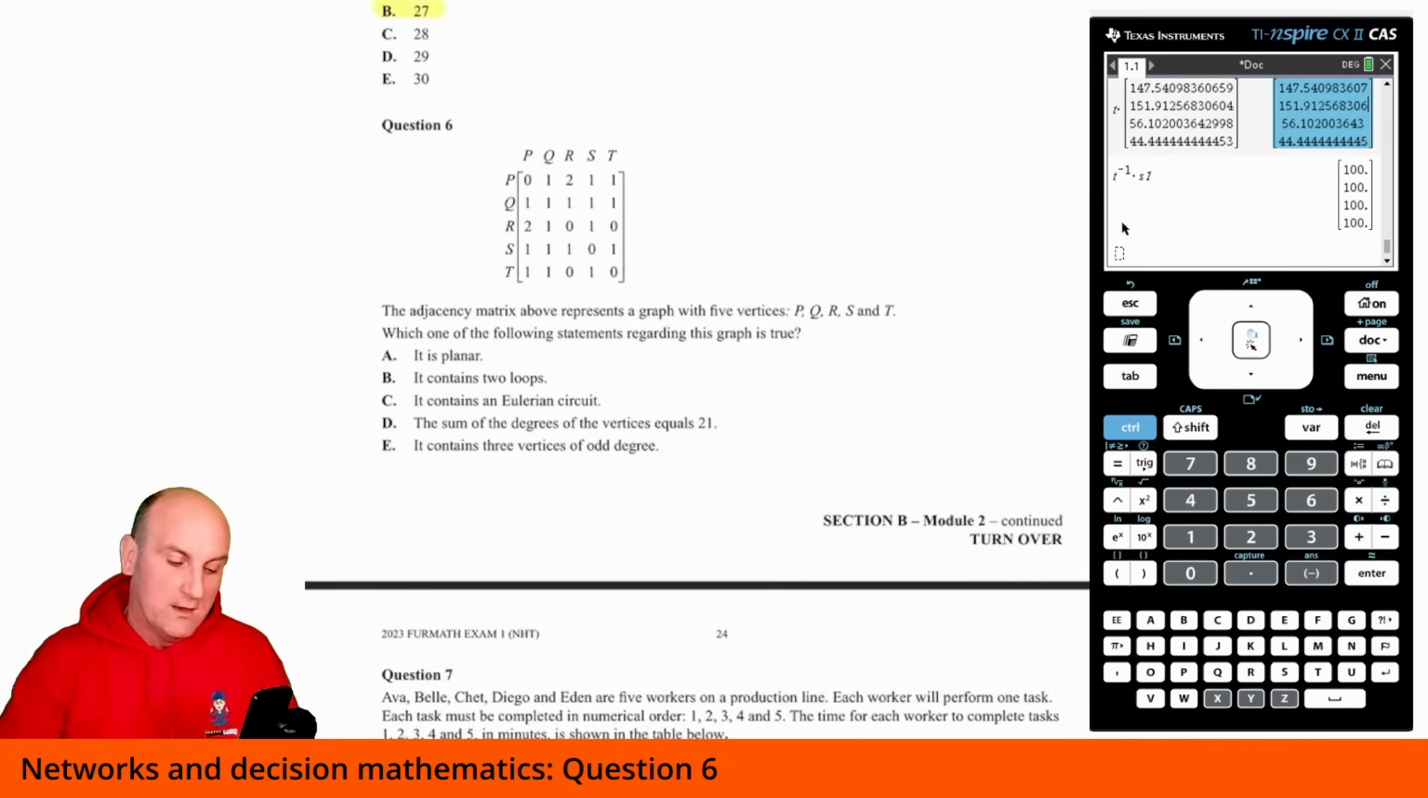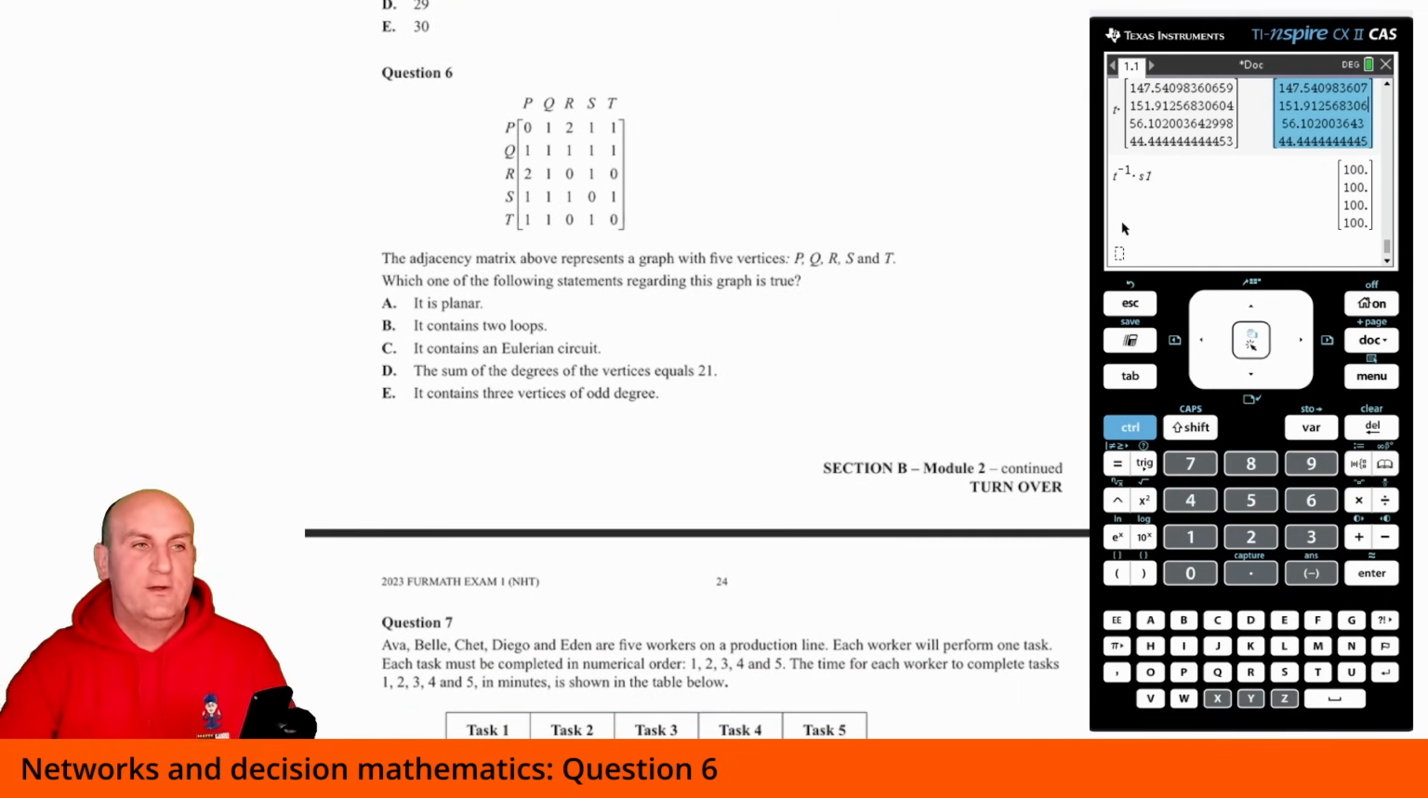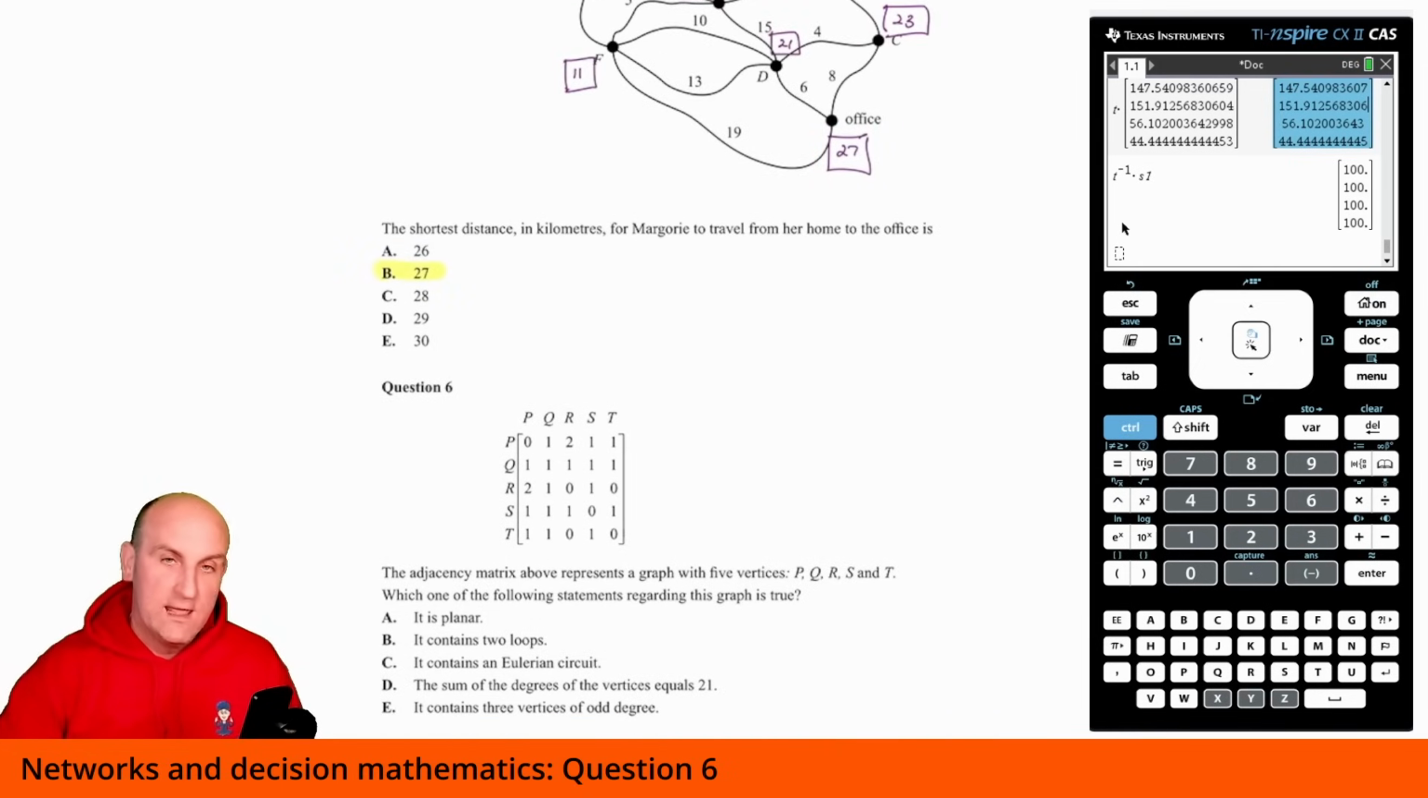But yes. Question number 6, the adjacency matrix above. What does it show me? It represents a graph with 5 vertices. Which one of the following statements regarding this graph is true? It is planar, right? No way am I going to be able to look at this and just know that. I mean, maybe you can, but I'm certainly not going to try.